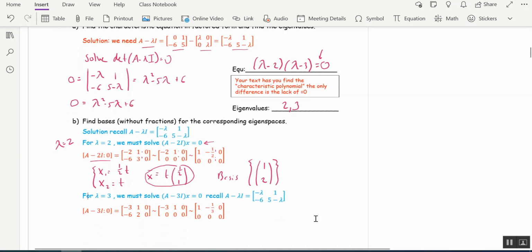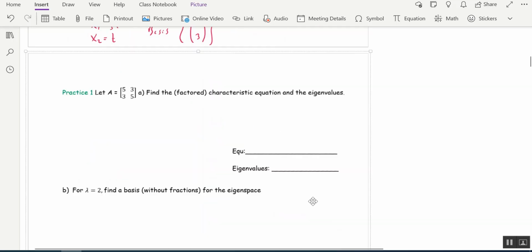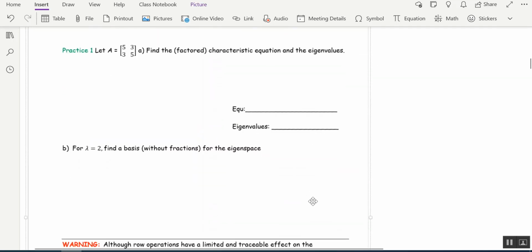Okay, for lambda equals 3, we're going to reduce A minus 3I augmented with 0. So I went ahead and did that. And again, just simple computation here. x2 is t, x1 is 1/3 t. So a basis without fractions would be (1, 3). If t is 3, then I can eliminate the fraction. Okay, why don't you pause the video and give this one a shot?